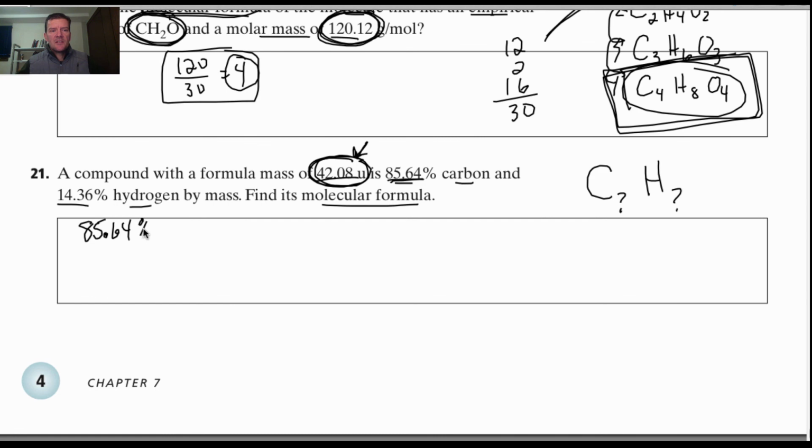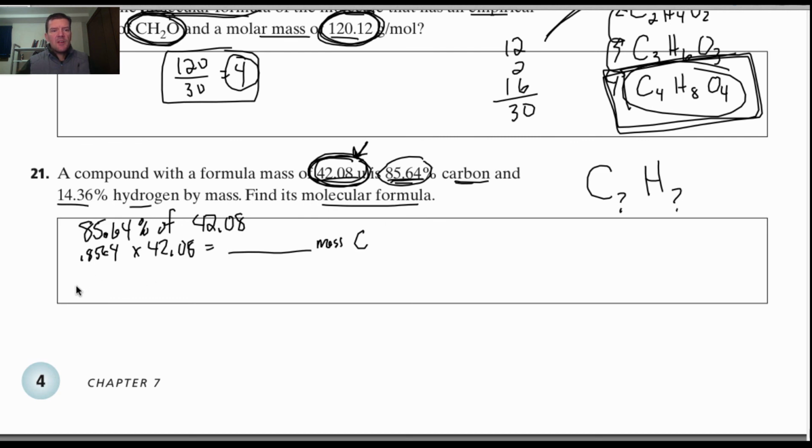What we're going to do is we're going to take these percentages, so 85.64% of 42.08. You're going to take, this is a decimal, this would be 0.8564, right? Multiply by 42.08. That's going to give you the mass of carbon. Mass of carbon in this compound. Here's the total mass, but only 85.64% of that is carbon.